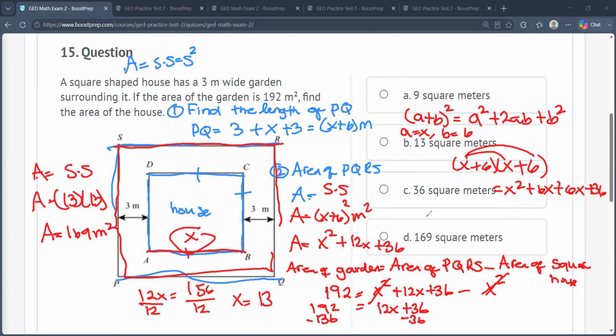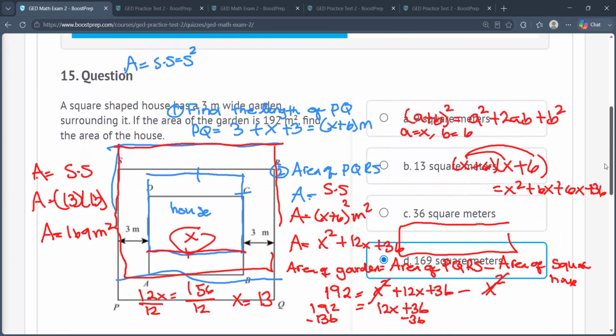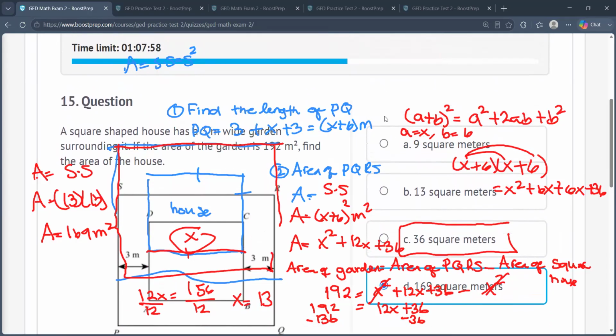Okay, so that was a lot of work for this one problem. If you need to rewind, go ahead and do so. I'm going to stop here. We stopped on question 15, so in the next video, we should start on 16. So I'm going to stop right here.